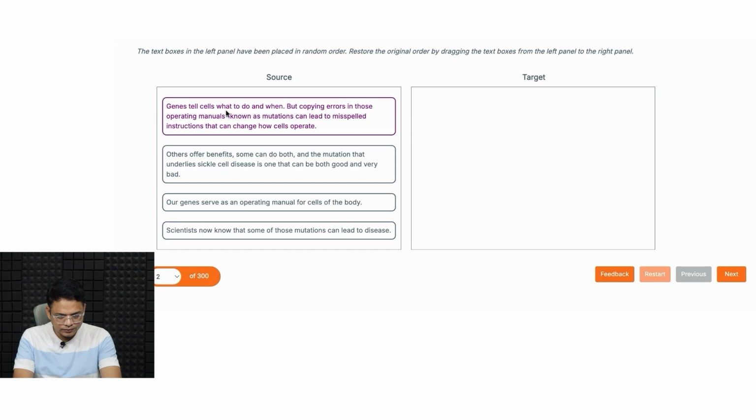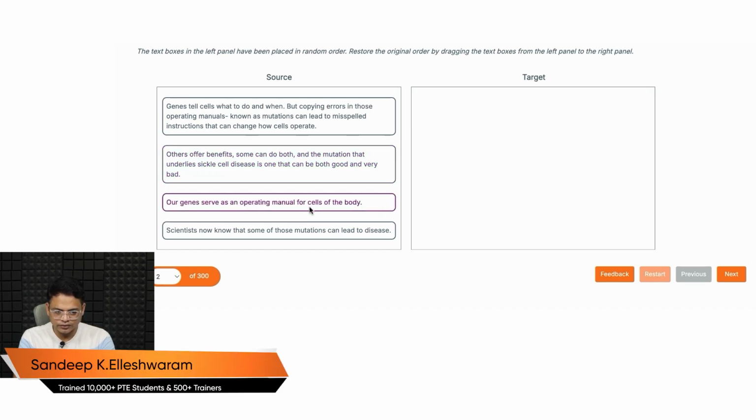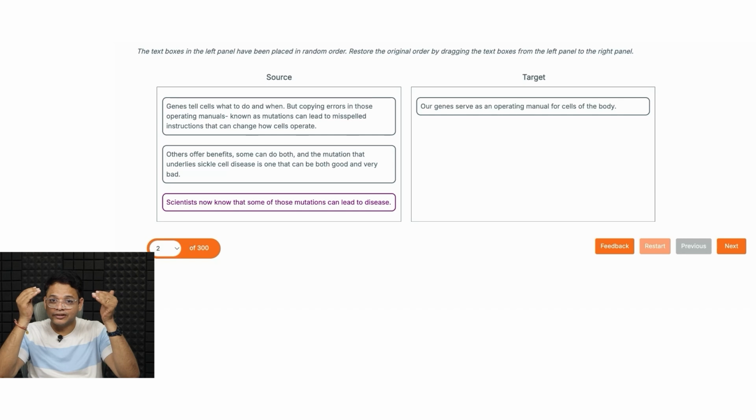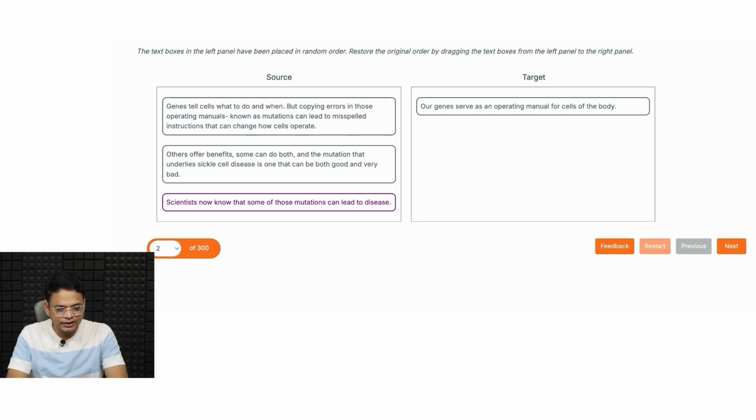Genes tell, others benefit, both others, okay, right? Mutation, genes serve as an operating manual, okay. The body looks like an introductory sentence now. So I feel this one is the topic sentence, because it is introducing the topic very nicely, neatly, right? Operating manual for cells of the body. Genes act as, or serve as, an operating manual for cells of the body, basically.